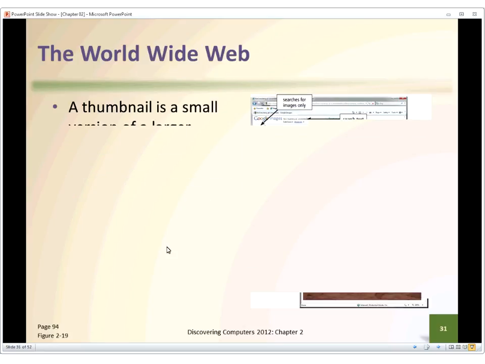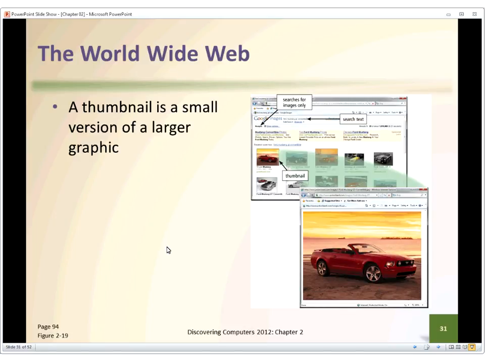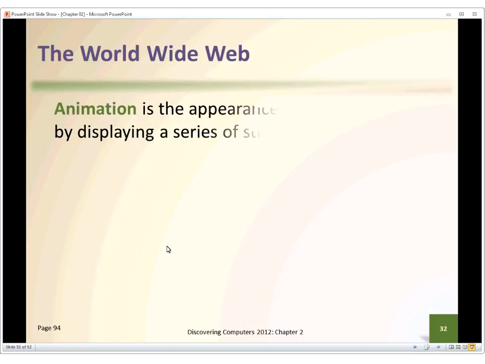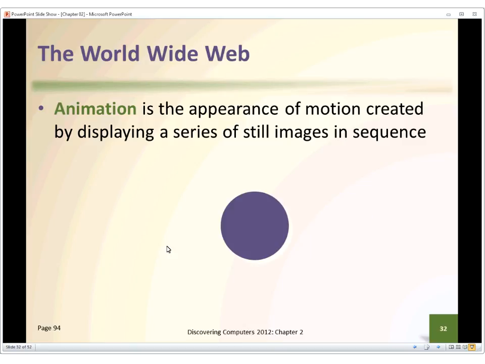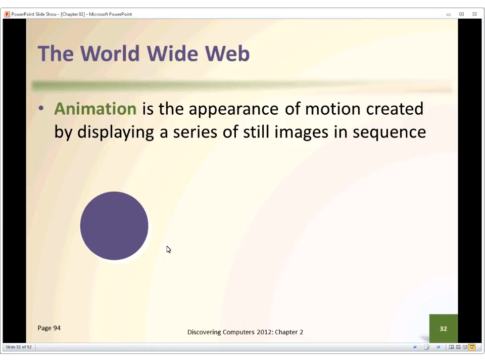Those graphics often have a little thumbnail, right? A small version of the larger graphic that you can click on and expand as well. And then there's animation that you might see on the website as well. It's the appearance of motion created by displaying a series of still images in sequence. You can see that little ball running across the screen and then quickly moving across as well.